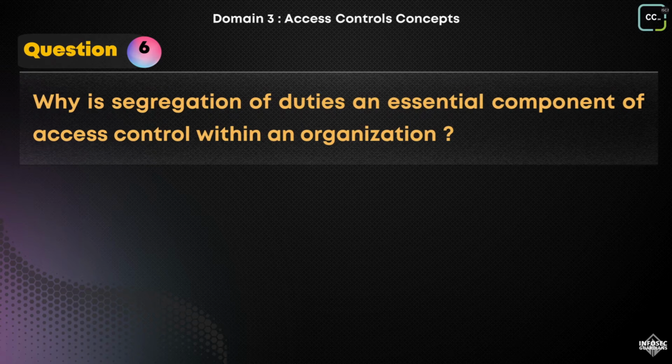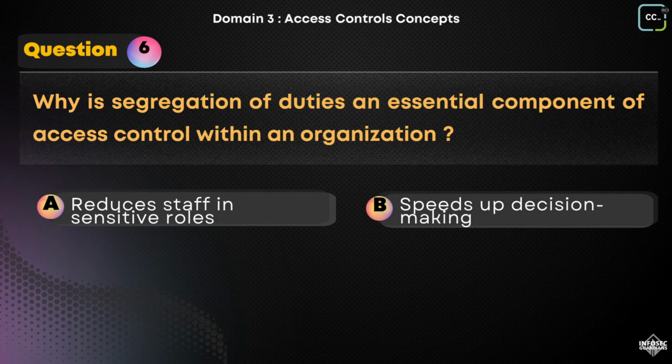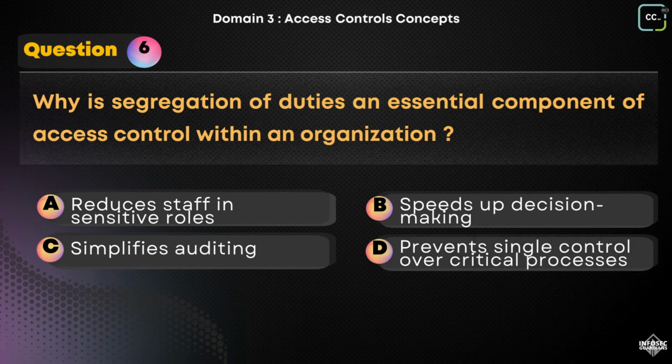Why is segregation of duties an essential component of access control within an organization? Let us look at the options. Option A, reduces staff in sensitive roles. Option B, speeds up decision-making. Option C, simplifies auditing. Option D, prevents single control over critical processes.